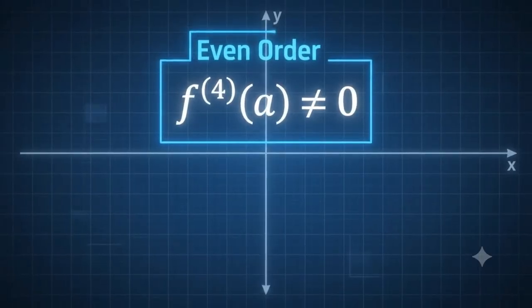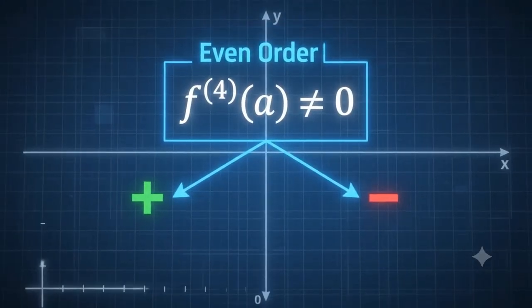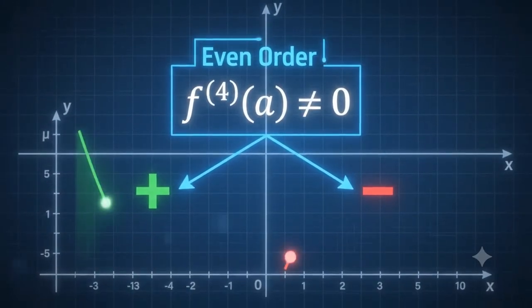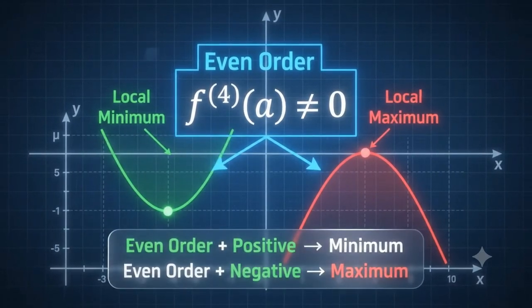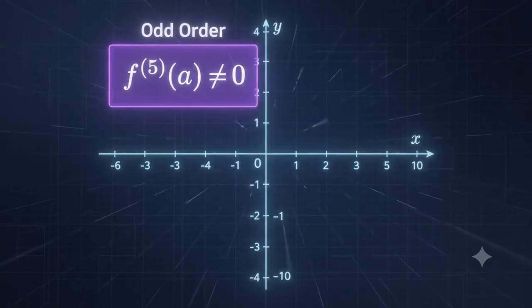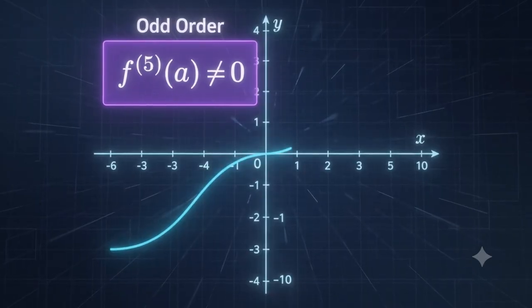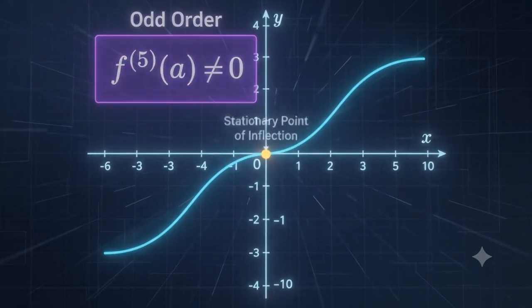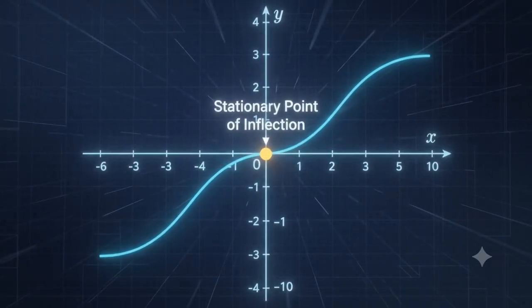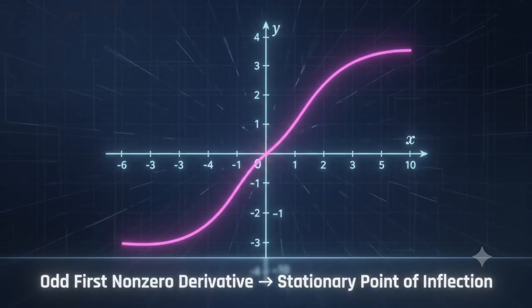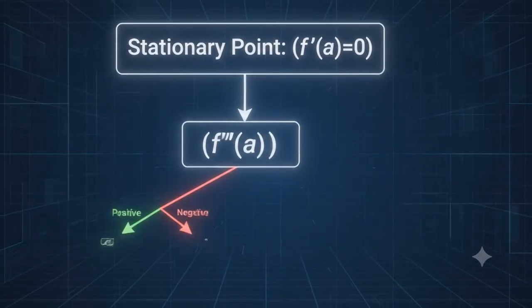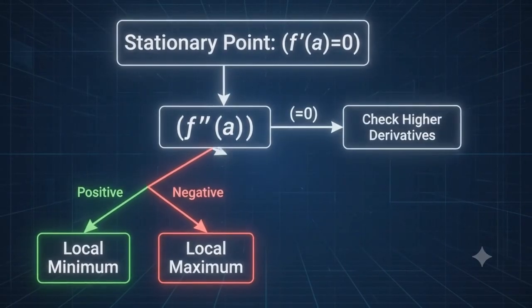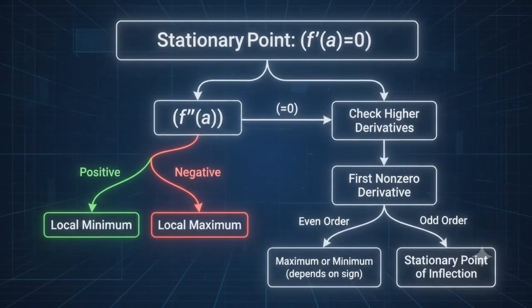If the first non-zero derivative is of even order, the point is either a local maximum or a local minimum. The sign of that derivative determines which one. If the first non-zero derivative is of odd order, the stationary point is neither a maximum nor a minimum. It is a stationary point of inflection. Let's summarize the higher derivative test with a simple decision tree that works for every stationary point.